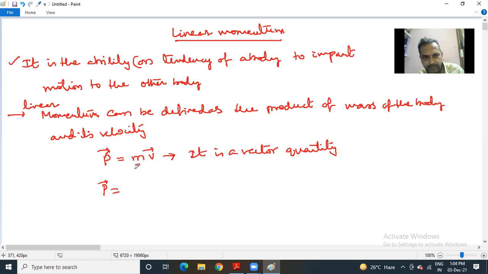Let us try to write the unit for it. Mass is measured in kg. Velocity is measured in meter per second. So kg meter per second is the unit. There is another unit for momentum, which is Newton second. How this Newton comes, we'll discuss in the next topic. Now let us write the dimensional formula for it. Kg refers to mass, meter refers to length, second refers to time.